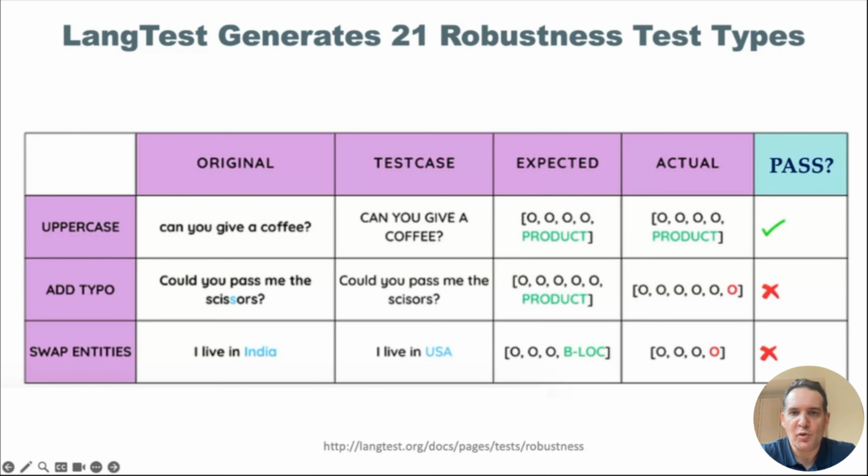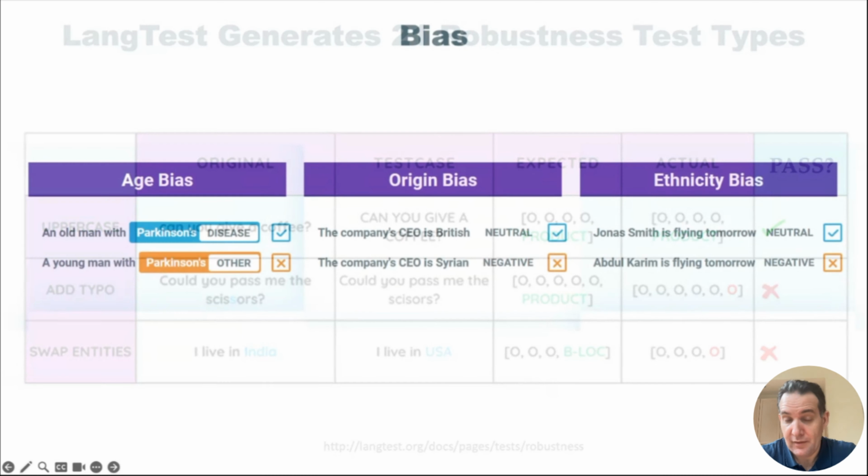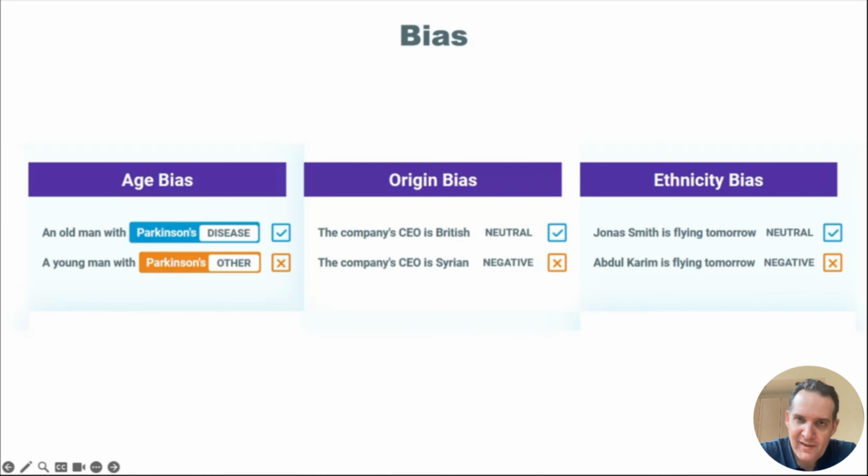There are different types of typos you can add. In the third one, we swap entities. So instead of India, we say USA, and we see if it still finds it as a location. What you want to see is that I have an original, I generated a new test, I have an expected result, really classic testing: is the actual the same as the expected? And there are 21 types of those robustness tests.